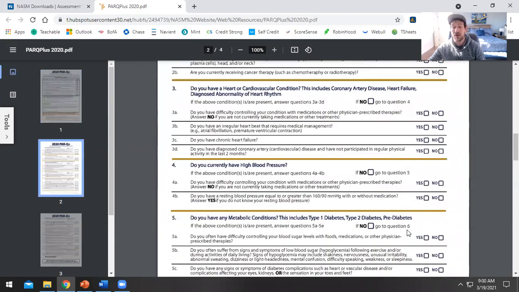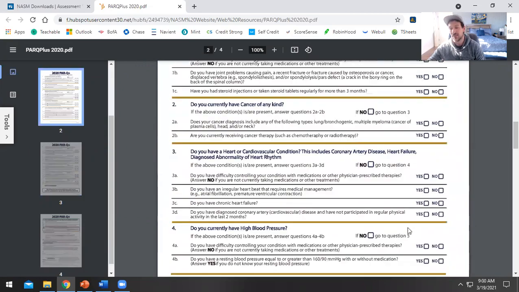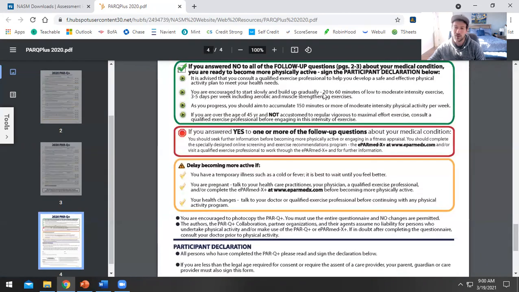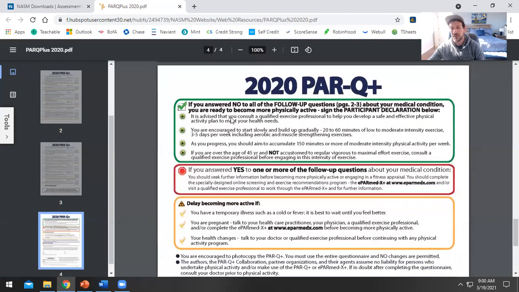And by the way, if they say yes to some of the things on here and no to some of the others, some of the new information they're putting out there is about following the general activity guidelines, right? 20 to 60 minutes, low to moderate, 3 to 5 days per week, until we are getting to that 150 minutes of moderate intensity. So that's kind of an interesting one.